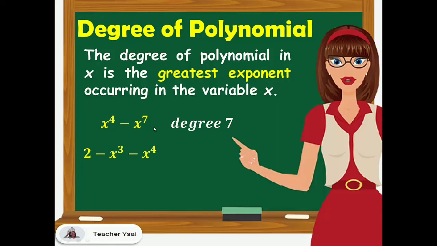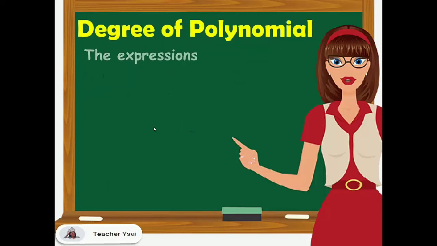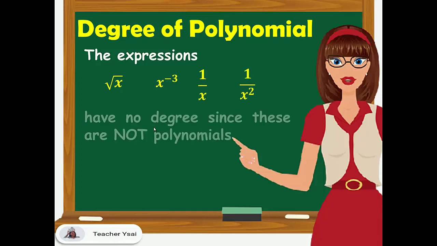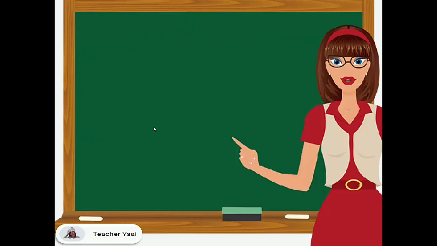2 minus x cubed minus x to the 4th. The greatest exponent is 4. So, the degree is 4. Quantity 2x to the power of 0. Degree is equal to 0. The expressions square root of x, x to the negative 3, 1 over x, 1 over x squared, have no degree since these are not polynomials.